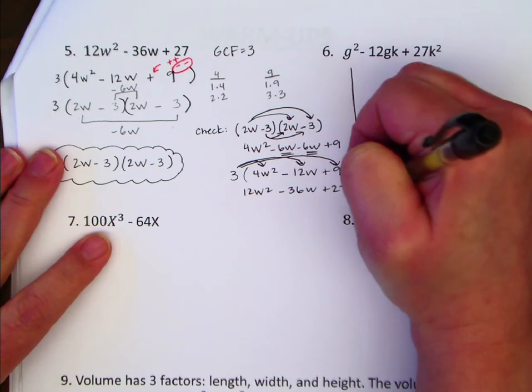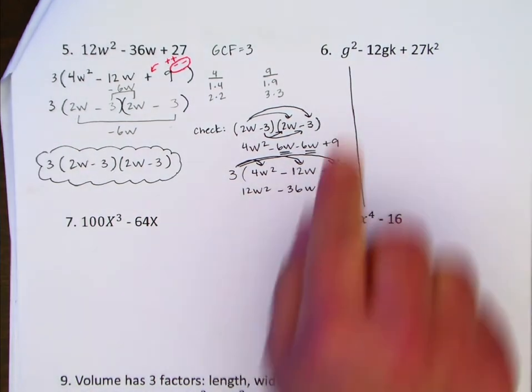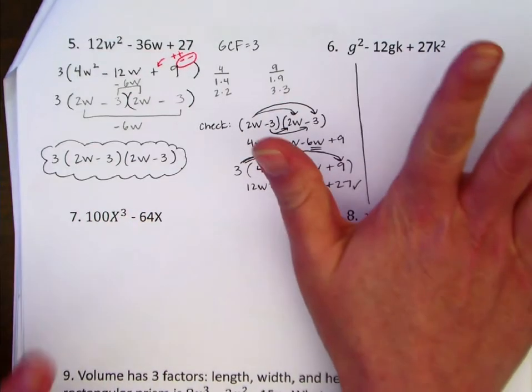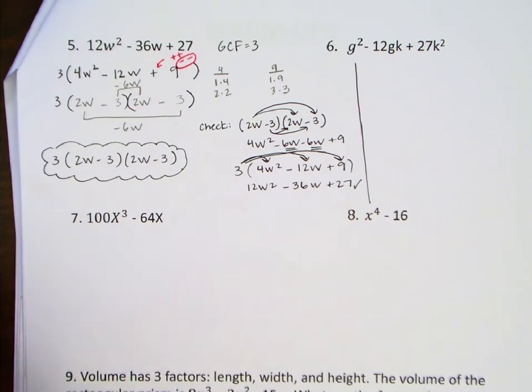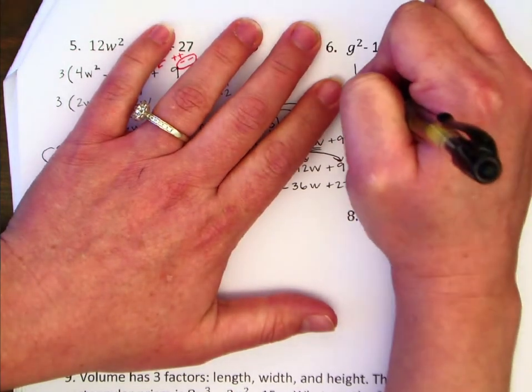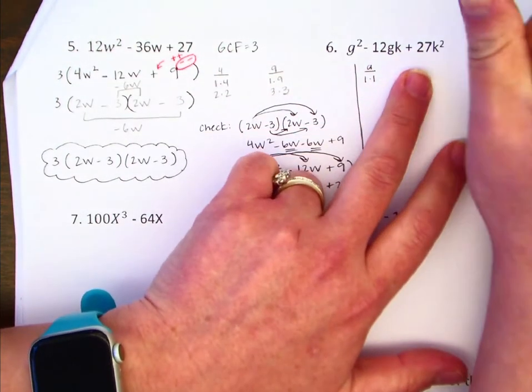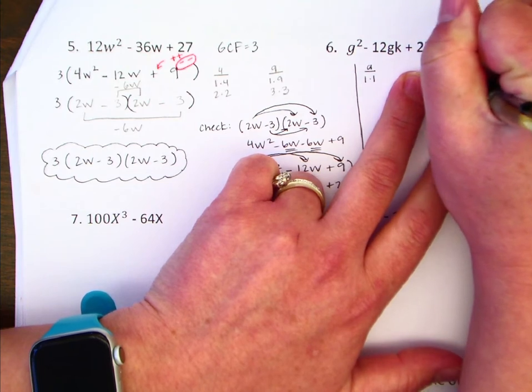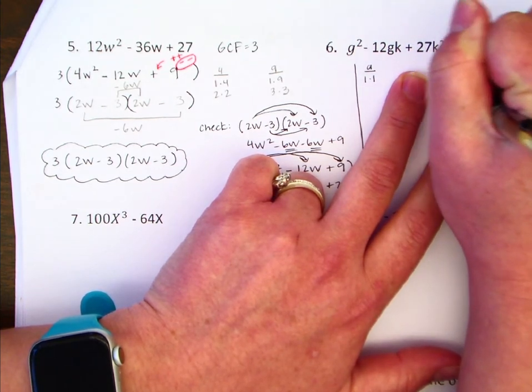All right. So let's look at this one. So I know that there's 2 terms. Let's just pretend there's not. Okay, so sometimes it looks way more complicated than it really needs to be. So we're still going to list the factors of A. A is 1 here, so we just have 1 and 1. Factors of C would be 27. 1 times 27, 3 times 9.